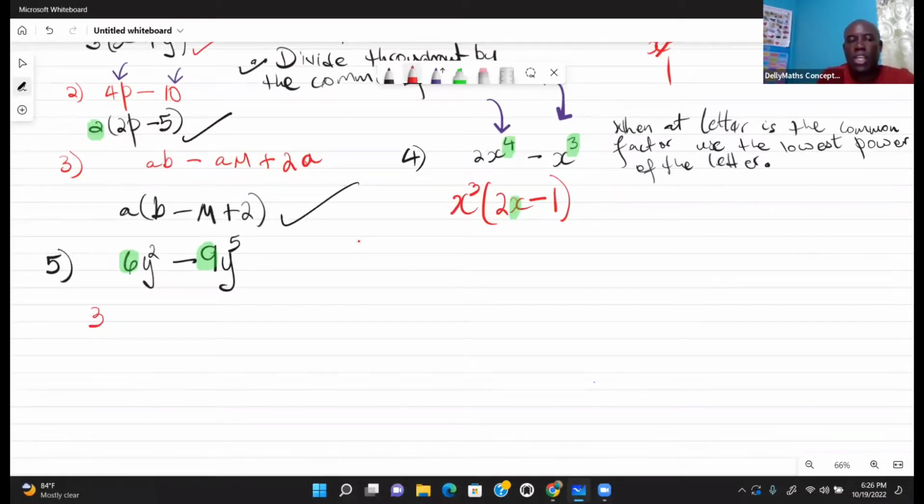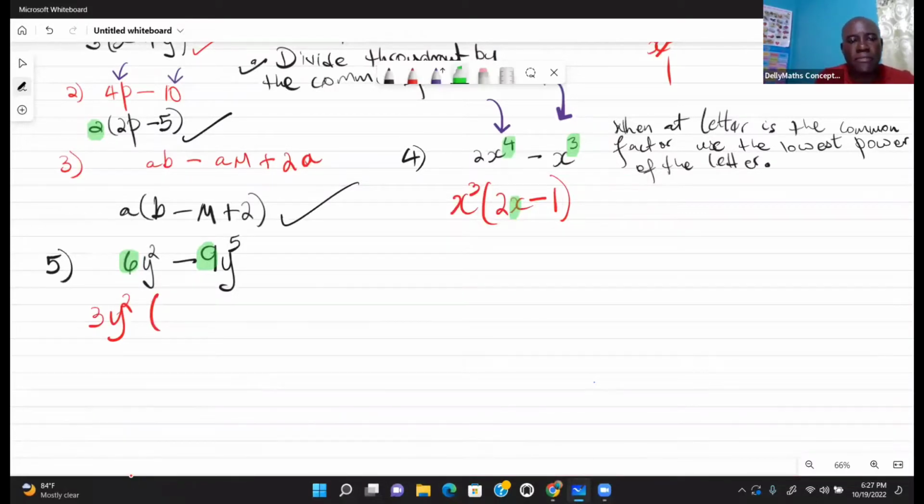So we know that 3 2s is 6 and 3 3s is 9. So we know 3 works for 6 and 9. But y is a common letter. But what power do we use now? The lowest power of it is a 2. So you have to use that. Sometimes it's going to be a number and a letter combined. So now you open the bracket just the same.